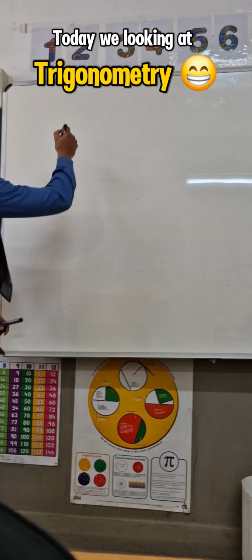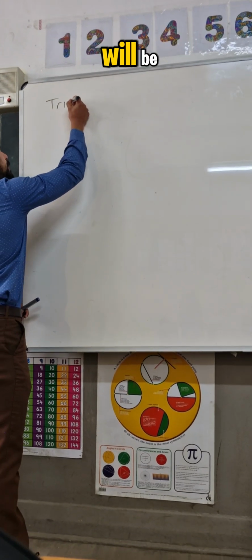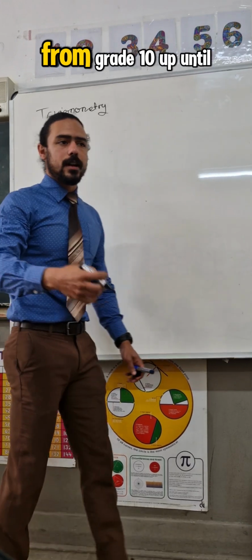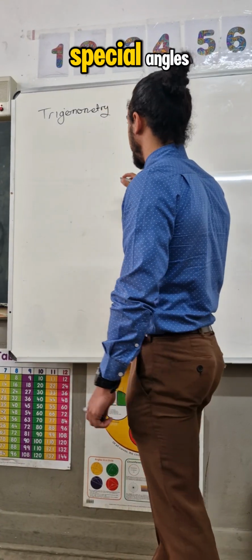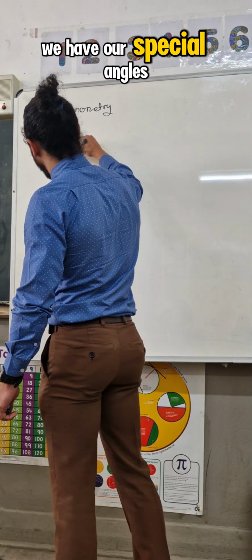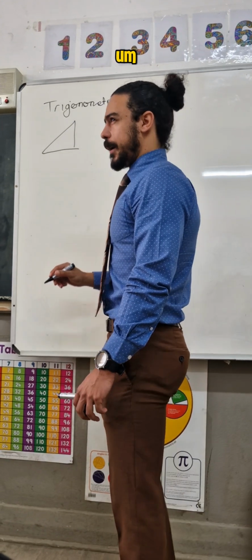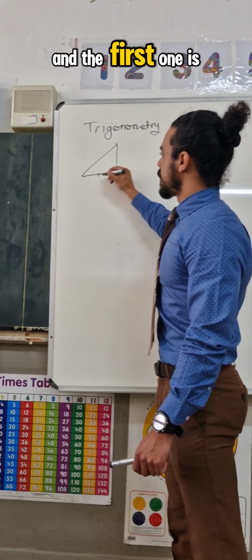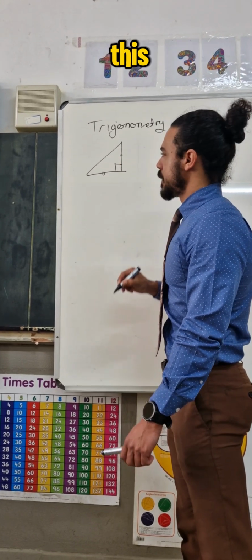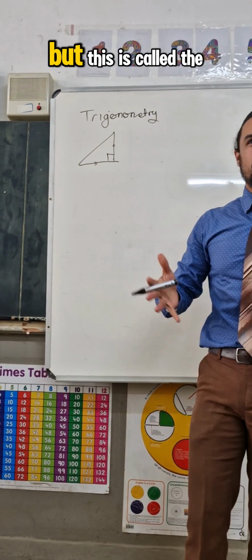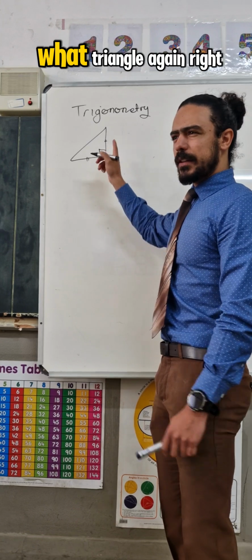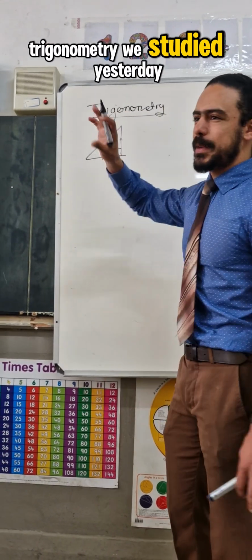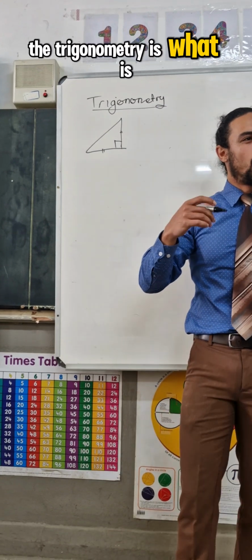Today we're looking at trigonometry. The focus of today's lesson will be special angles, from grade 10 right up until grade 12. Special angles come from our triangles, and the first one is the one that looks like this. What type of triangle is it again? Right angle triangle.